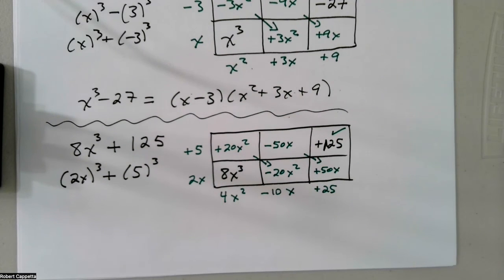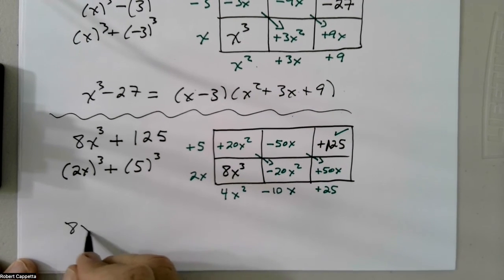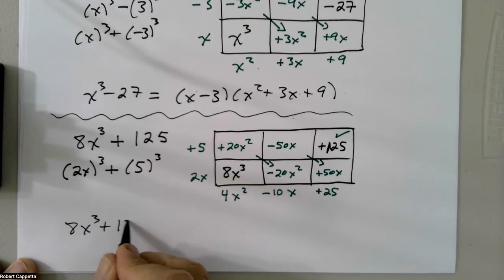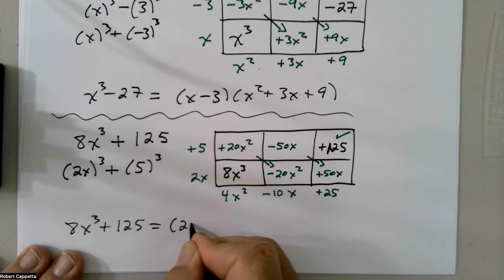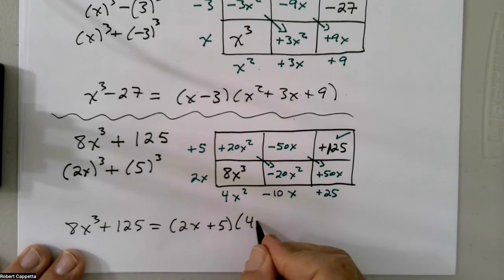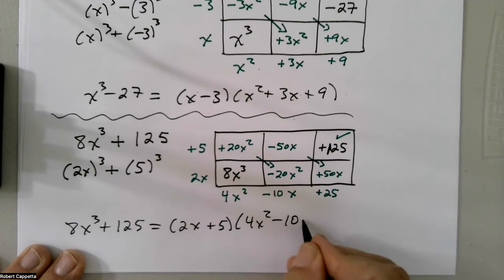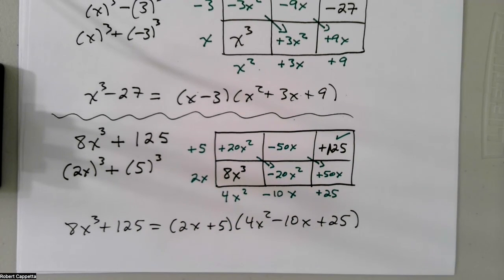So what is my result? We had 8x cubed plus 125, which factors as 2x plus 5 times 4x squared minus 10x plus 25.